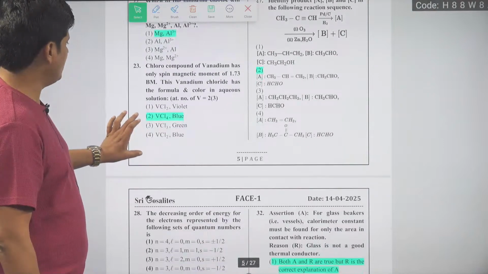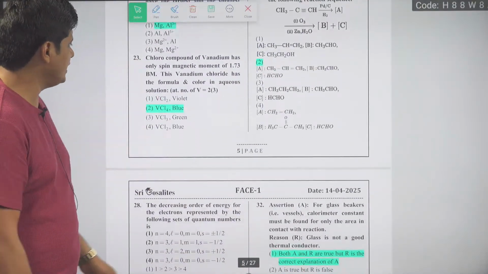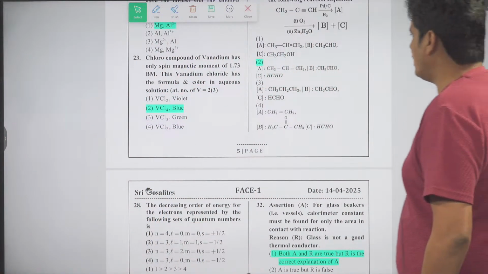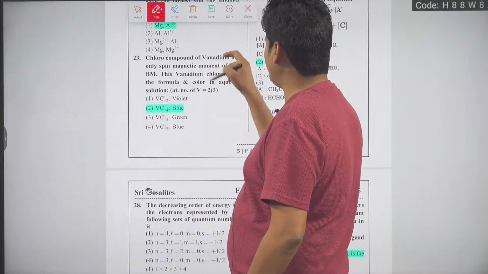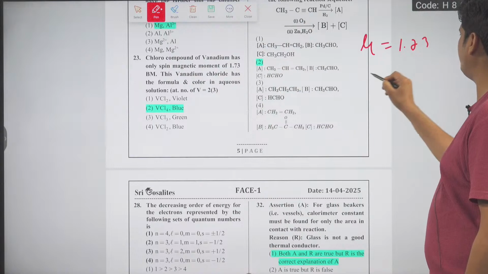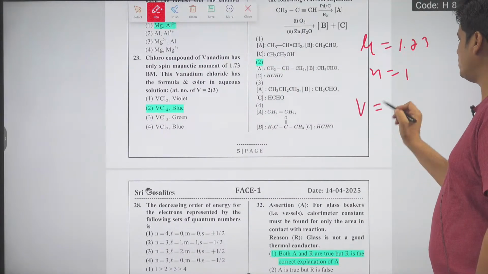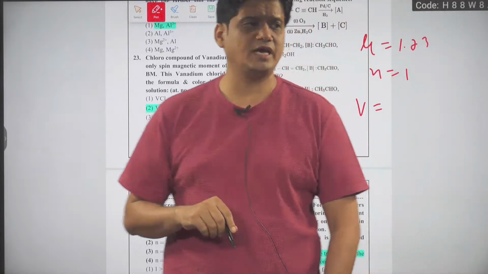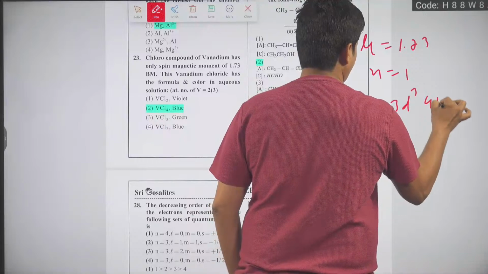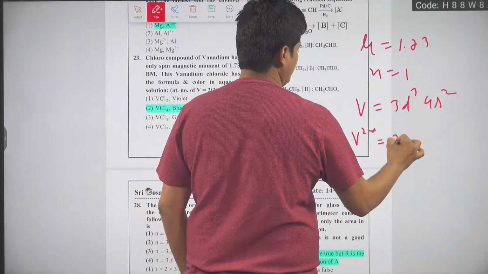Next, a chloro compound of vanadium has only spin magnetic moment of 1.73 Bohr magneton. What is the formula of this vanadium chloride, and the color of the aqueous solution? Now they are saying magnetic moment 1.73, so number of unpaired electrons is 1. Electronic configuration of vanadium: atomic number is 23, so 3d3, 4s2. If it is vanadium 2 plus, 2 electrons of 4s are gone, it is going to be 3d3.